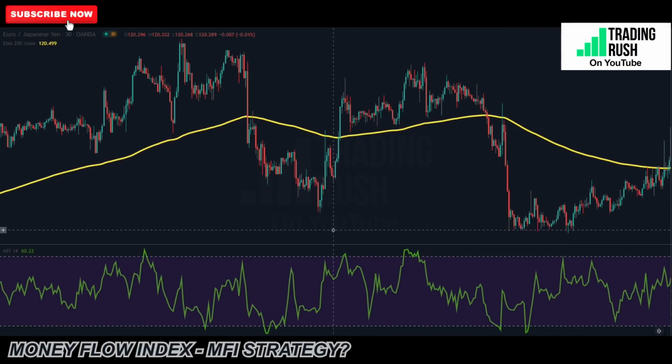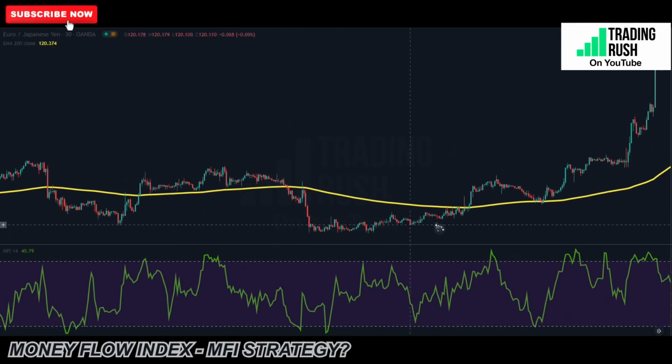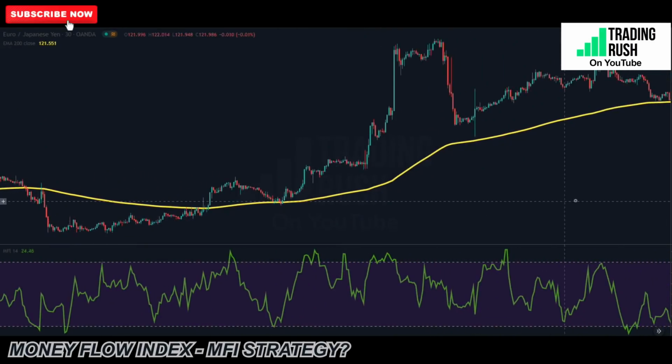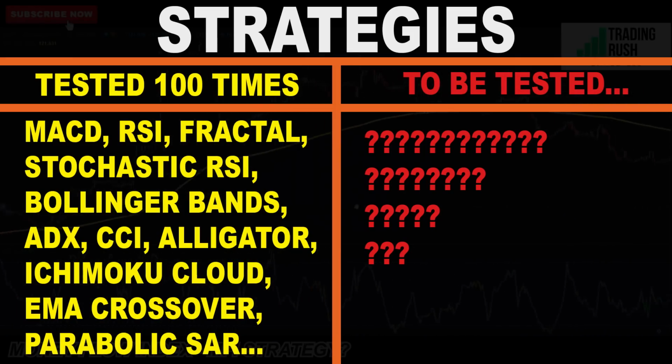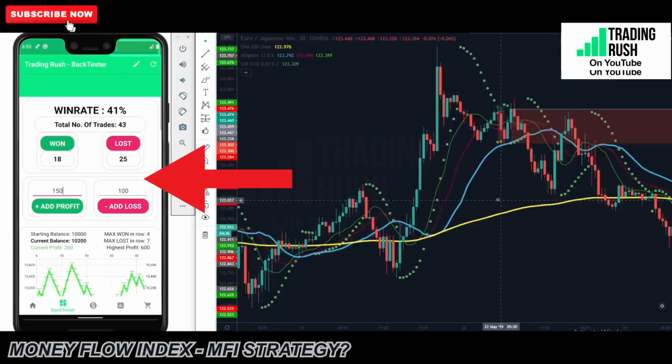But Money Flow Index is best used to find the overbought and oversold zones. It is not a good idea to enter trades using Money Flow Index alone. Nevertheless, I am still going to test this indicator 100 times as an entry signal generator to show you the real win rate of the Money Flow Index strategy. I will test the MFI indicator 100 times in my next video.